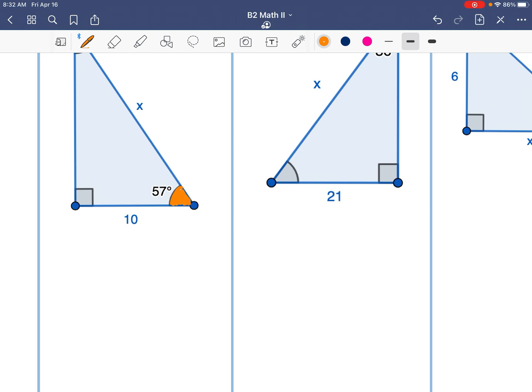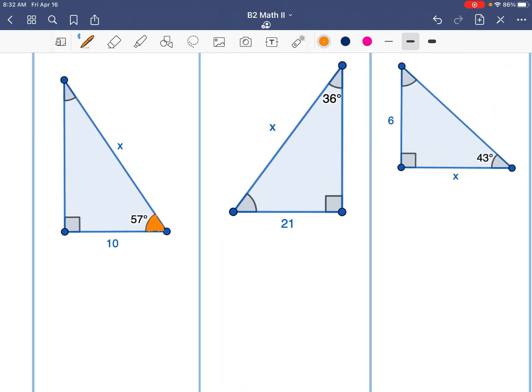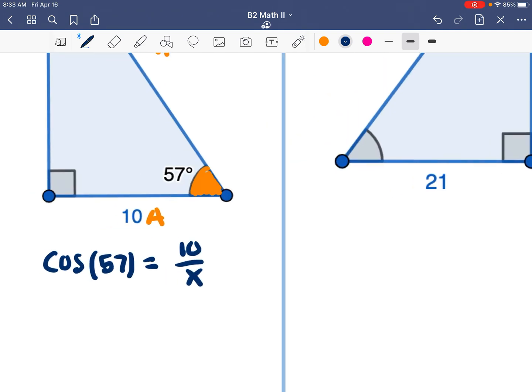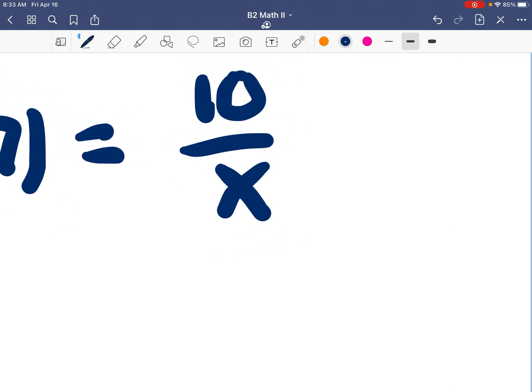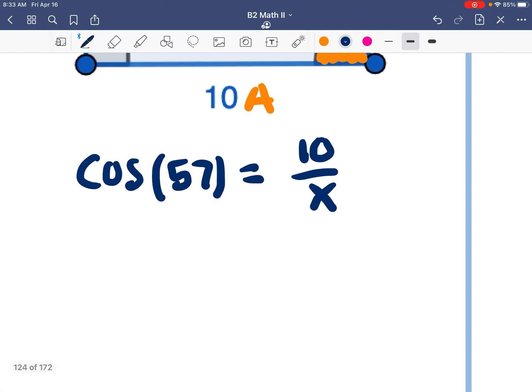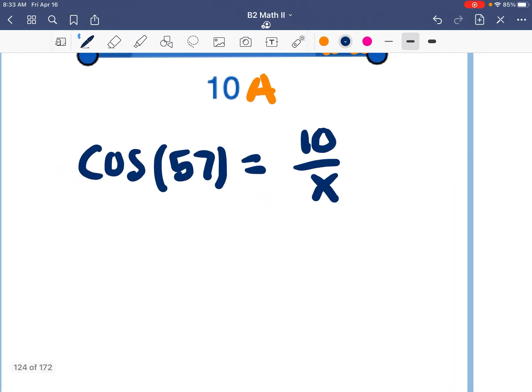So again, we have our reference angle here of 57, and the two sides that we're dealing with here are the hypotenuse and the adjacent sides. And that's cosine of 57 equals the adjacent over the hypotenuse, so that's 10 over x. So see how this one's a little bit different because our x is actually in the denominator and not in the numerator, so it takes one more algebra step to solve this function here.